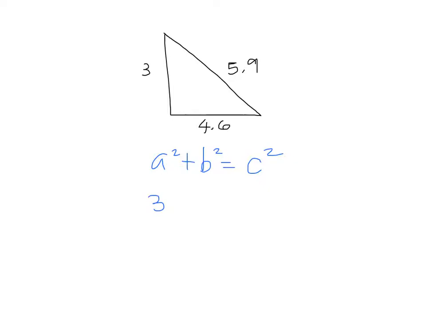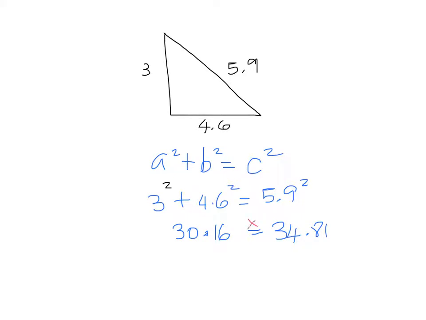All right, so 3 squared plus 4.6 squared equals 5.9 squared. Well, we don't know if that's true, but we're going to test that out right now. On the left side, when we work that through, we should get approximately 30.16. And on the right side, when we figure that out, we should get approximately 34.81.